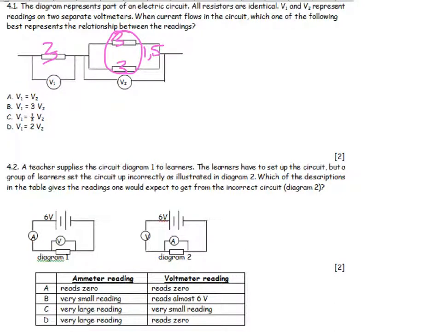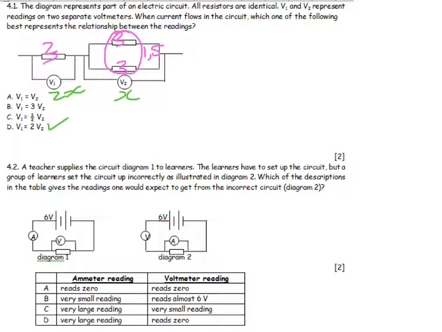So if the voltmeter reading on V2 is X, I'm going to need double the amount of energy per coulomb of charge to be able to move through the bigger resistance. So in other words, what can I say? I can say that V1 is twice the value of V2.